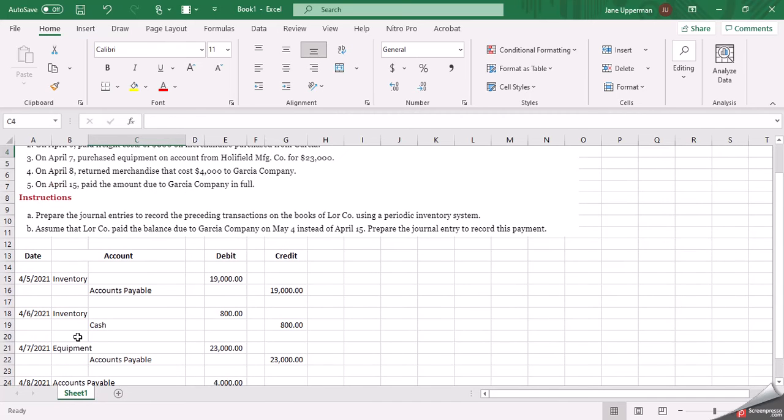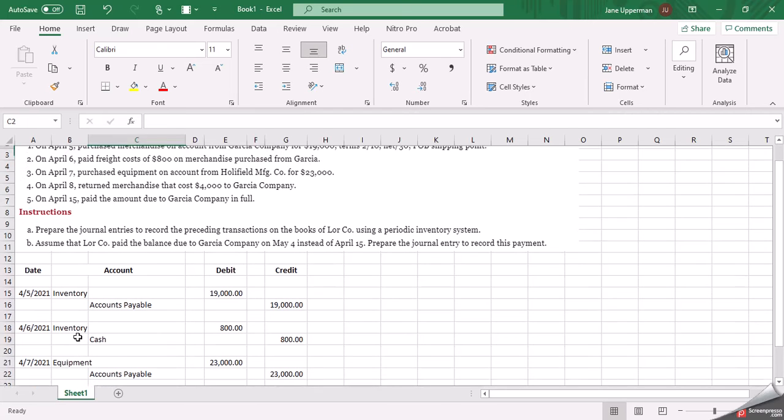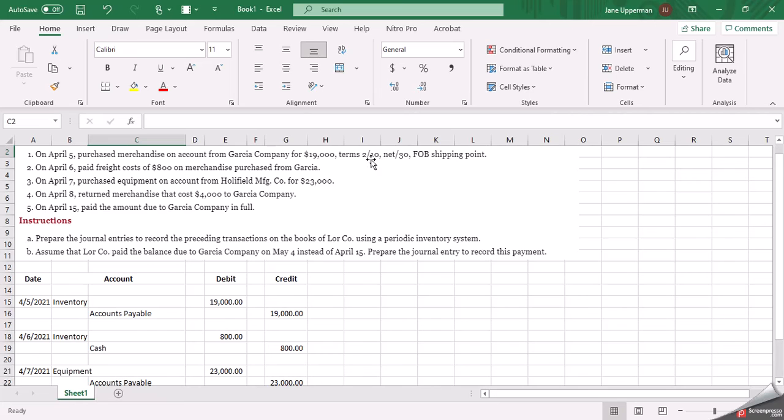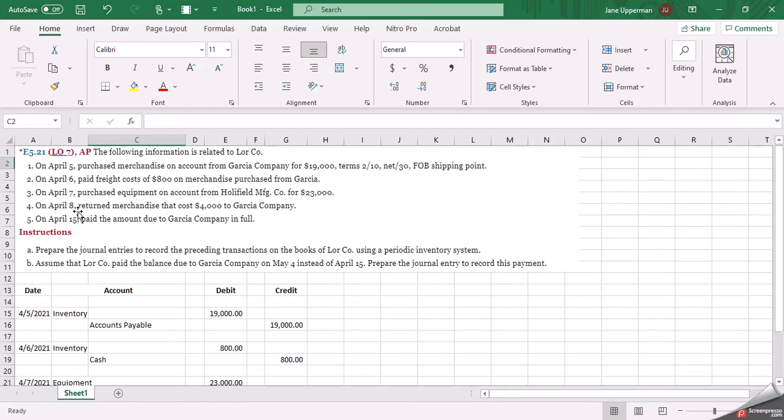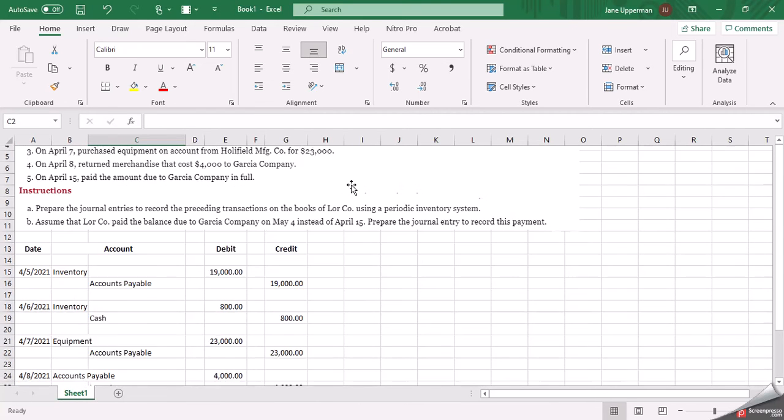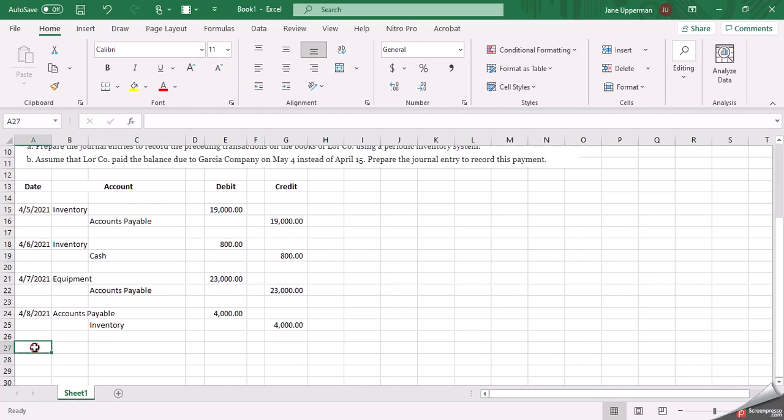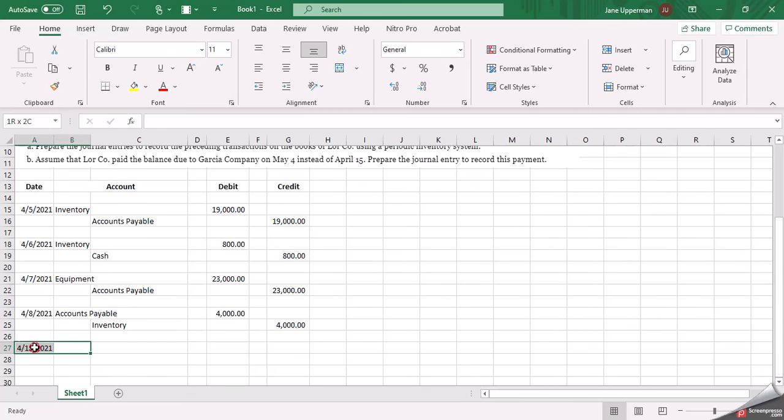Okay, then on April 15th, we paid the amount due to Garcia in full. If we go back to that, we had terms of we saved 2% if we paid in 10 days. That was on April 5th, and 10 days later, we pay it. So that means we earned this 2% cash discount. So if we come down here on April 15th, we are going to eliminate that entire amount that we owe. So we're getting rid of that entire accounts payable. Again, it started at 19,000, but we reduced it by 4,000 when we returned the goods. So that leaves $15,000 left.